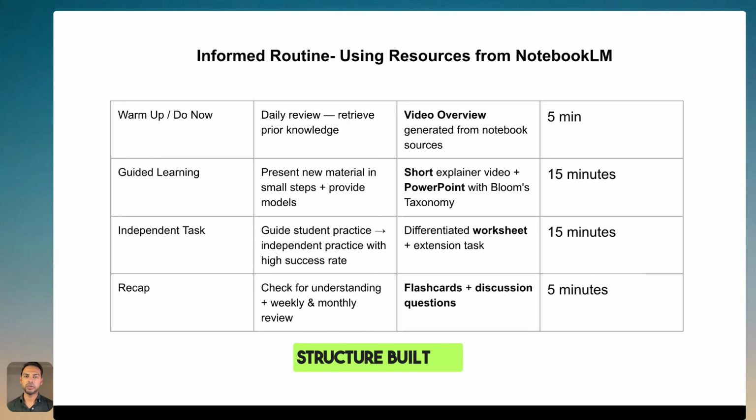This is a lesson structure built on research-informed teaching routines. The warm-up uses daily review. A video overview activates what students already know. Guided learning uses small steps and models. A short demonstrates the concept before the PowerPoint breaks it down. The independent task moves from guided to independent practice. One worksheet with 3 levels of scaffolding, and the recap checks understanding and builds a long-term retention. Flashcards and discussion questions close the loop. Every resource generated from one notebook, every phase linked to a routine backed by decades of classroom research.